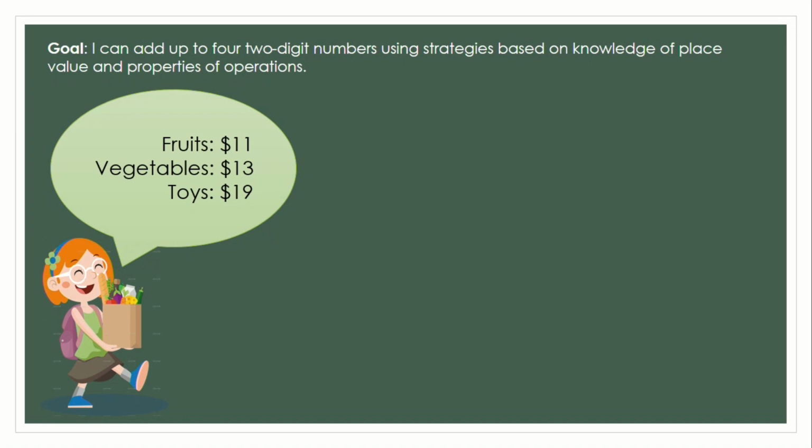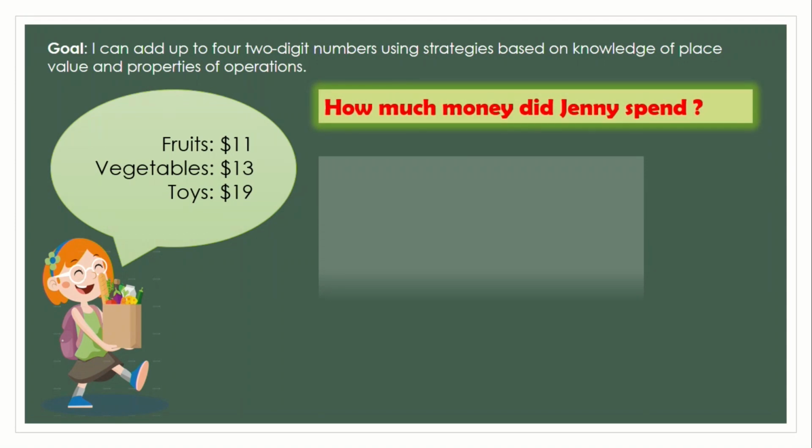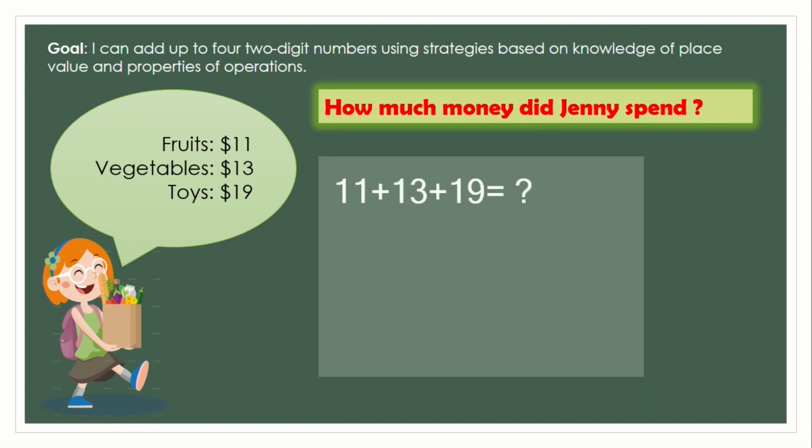Miss Chu asked, "You really spent some money. So do you know how much money you spent in all for that shopping?" Jenny said, "Oh, that's an adding problem. Let me try." So she wrote down the number sentence: 11 plus 13 plus 19 equals.